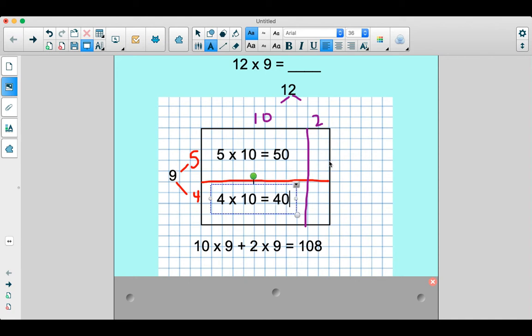And then we have these smaller pieces here. 5 times 2. I know you know it. 5 times 2 equals 10.